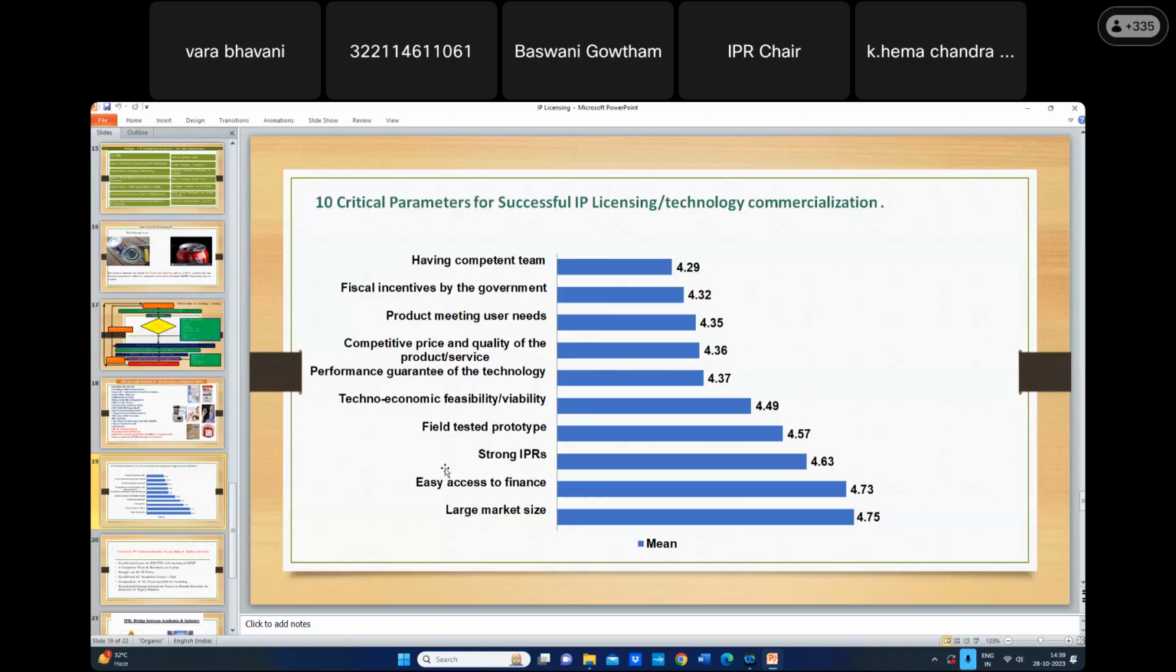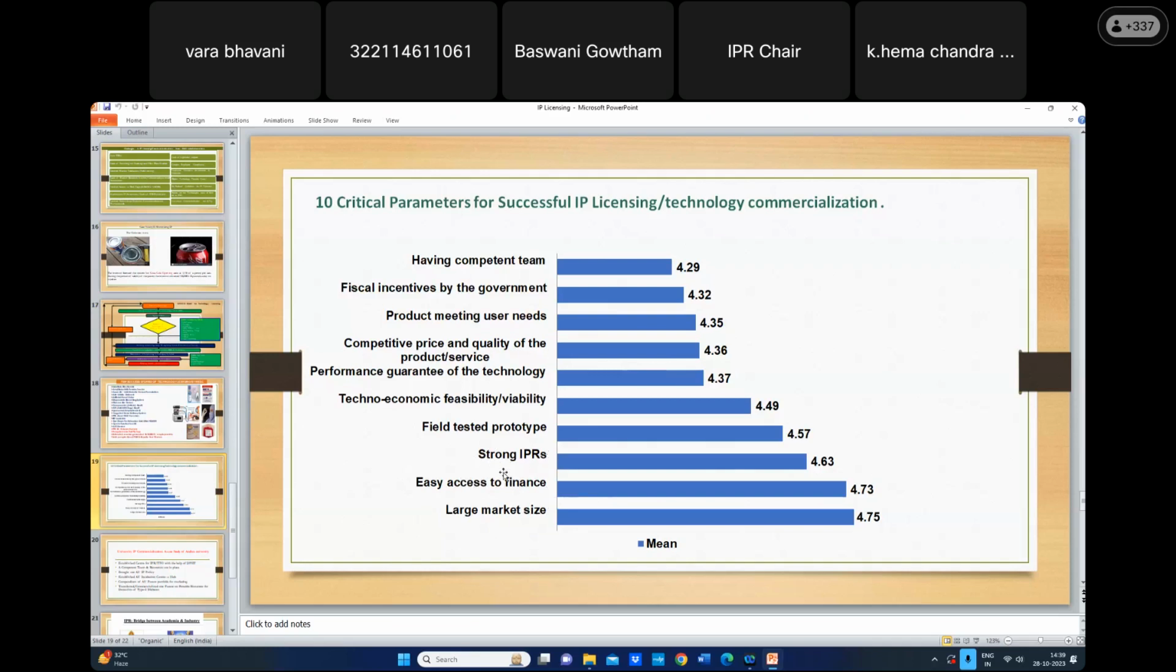Easy access to finance is another important parameter, because these are all innovative technologies. The risk possibility or the failure probability is very high. Unless you get risk capital, like a venture capital fund, for commercializing these new technologies, the technologies are not bound to be successful. So easy access to finance is very, very important if you want to achieve successful IP licensing.